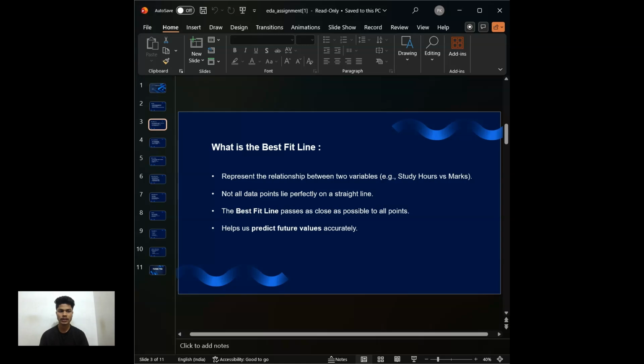This line shows the relationship between study hours and marks, and it helps us predict future results. For example, if a new student studies 5 hours, we can predict his marks using this line. And this line helps us make accurate predictions.